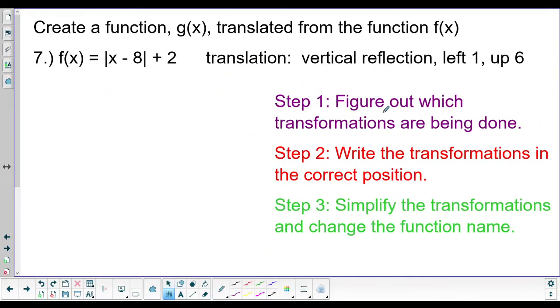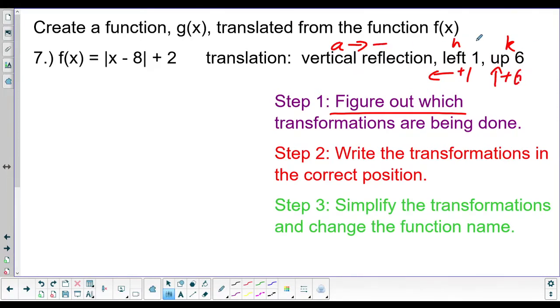So first thing we need to do is figure out our transformations. So vertical reflection. That's an a, and we need to turn it into a minus sign. So we're going to put a minus sign in front of this. Left, this is h. Left is normally negative, so we need to change it because h is a liar, so plus 1. Up and down is k. Up is positive, and 6.